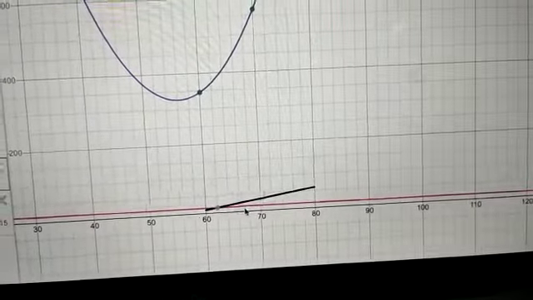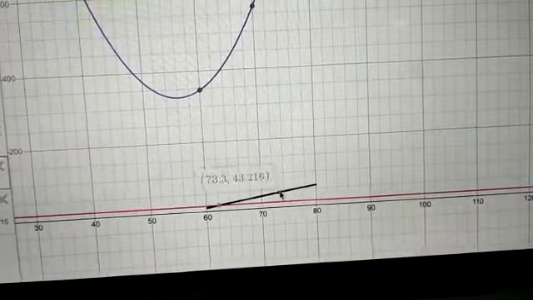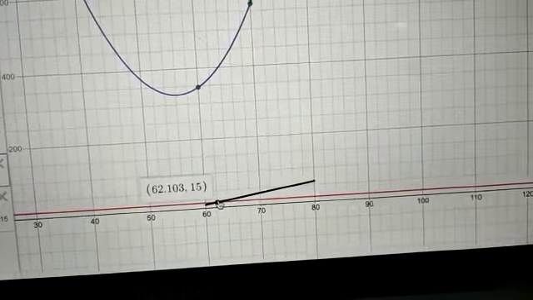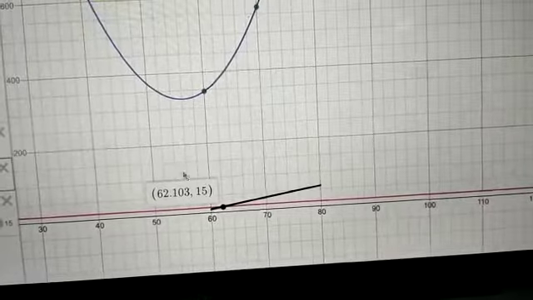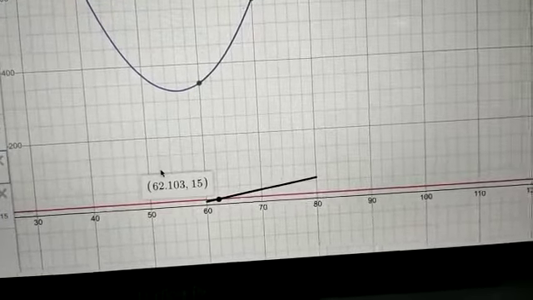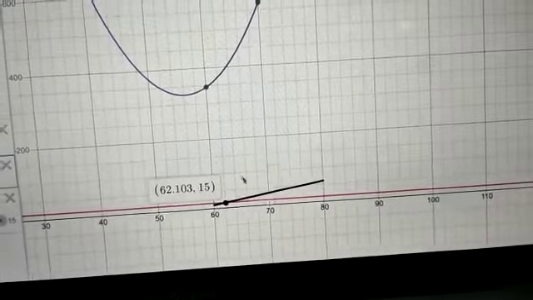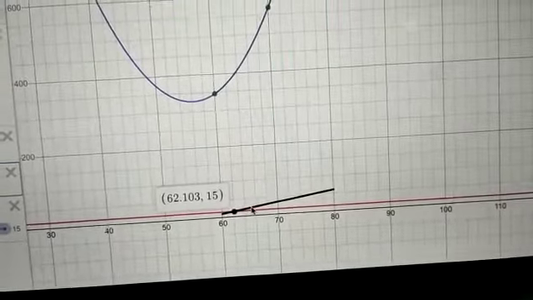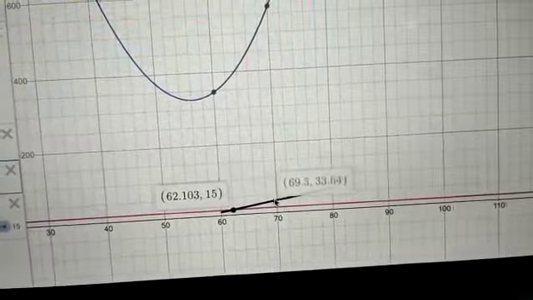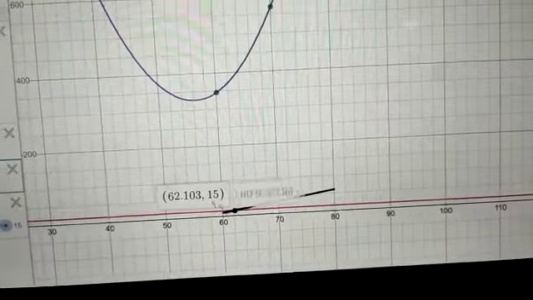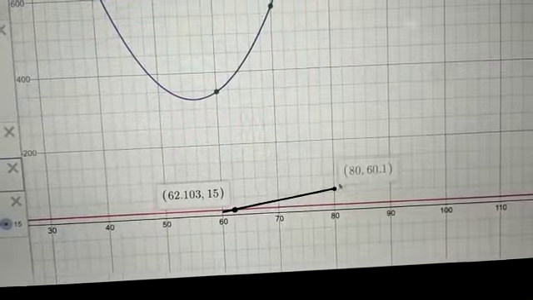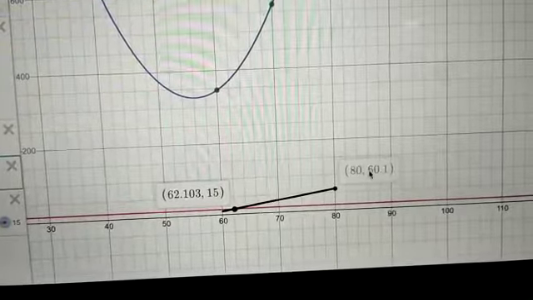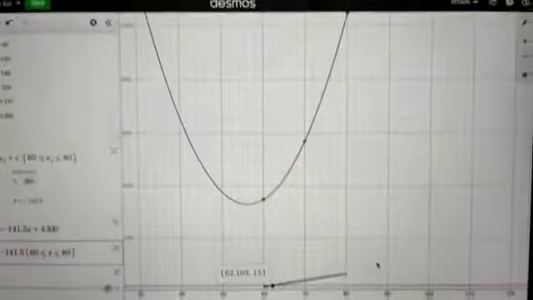We can see that the intersection between y equals 15 and this line, which shows his speed, is at 62.103. This number is the number of seconds it took before the man passed the speed limit, which is 15 meters per second. As you can see, the man definitely did pass the speed limit, because from x equals 62 seconds all the way until 80 seconds, his speed increased from 15 all the way until 60. So this shows that he did in fact exceed the speed limit.